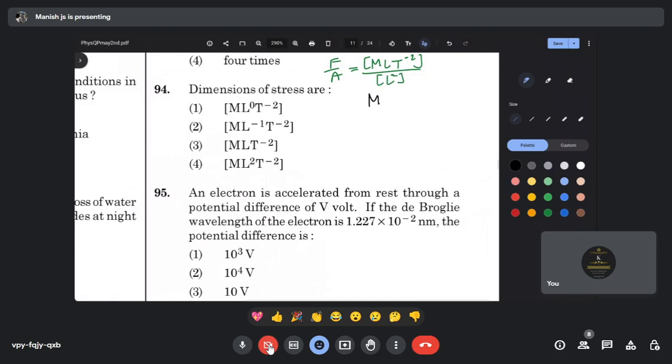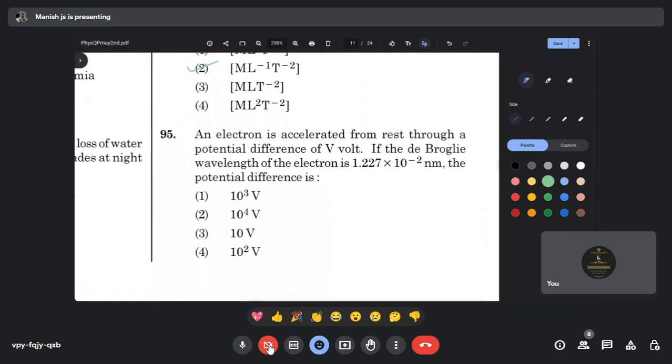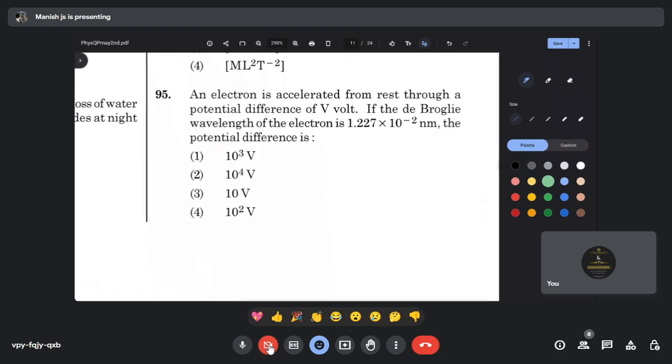What is that? M L power minus 1, T power minus 2. Correct. So which option is correct? Option 2. Yes, option 2. Work out the formula and you would get the answer as option 2. Okay. Question number 95, moving on to the next one.